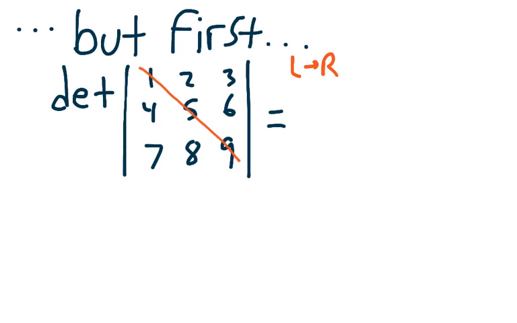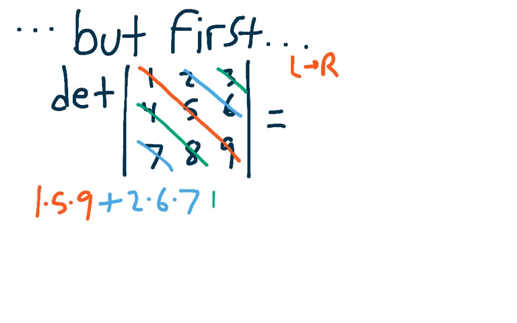So 1 times 5 times 9, plus 2 times 6 times 7. Now you see how I'm doing that? I'm going 2 down to 6, down to the next one, so it's over here, 7. And then one more. 3, go across, 4 times 8. So plus 3 times 4 times 8. So I put all this together.